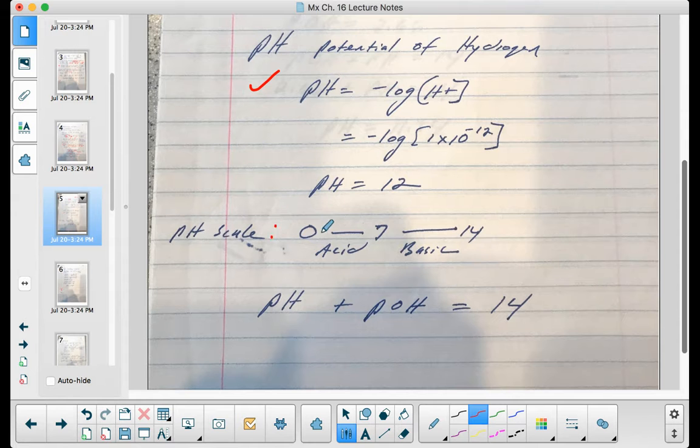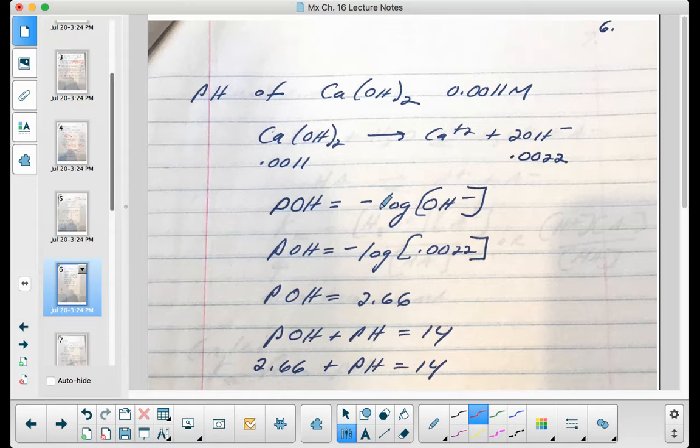This is the pH scale. Anything on the pH scale from 0 to 7 is acidic, 7 is your neutral point, and anything from 7 to 14 is basic. And this is a handy equation to know that pH plus pOH is always 14. So now we'll look at how to calculate pOH.